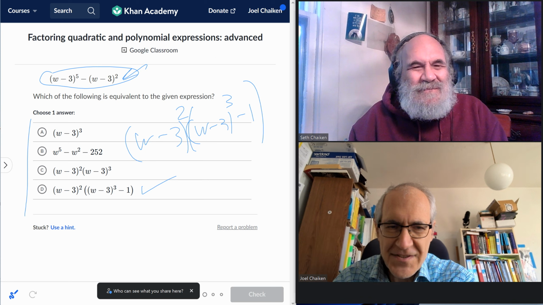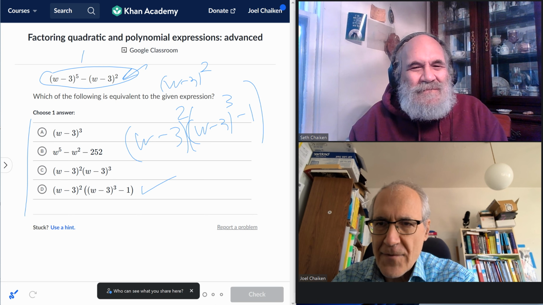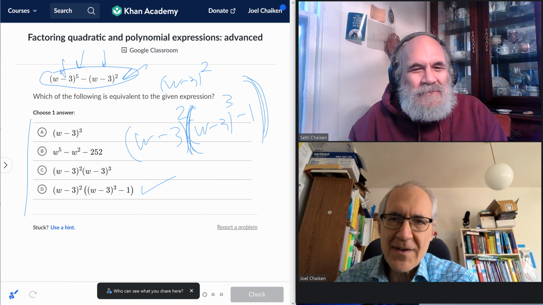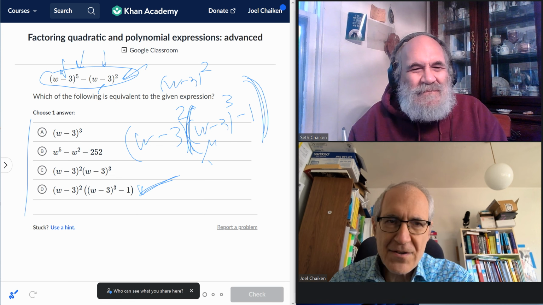I don't even just say factor, I just try to factor. And it's greatest common factor factoring. You pull out a w minus 3 squared from both of these, and then you're left with, in parentheses, w minus 3 squared, which is what you get when you divide w minus 3 to the fifth by w minus 3 squared, minus 1. And that matches. Look at that. My goodness. So that has to be the answer.